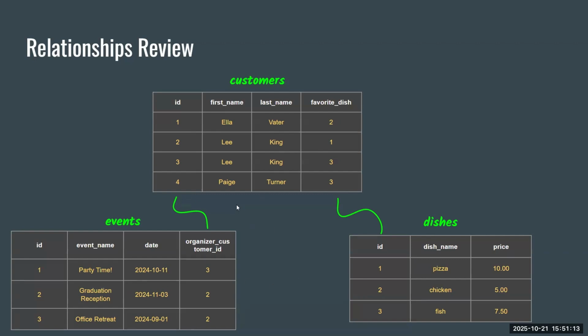So we call that one customer and many events. That's called a one-to-many relationship, a common type of relationship in databases.